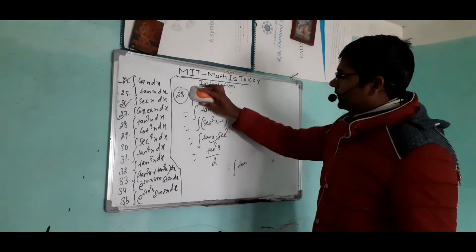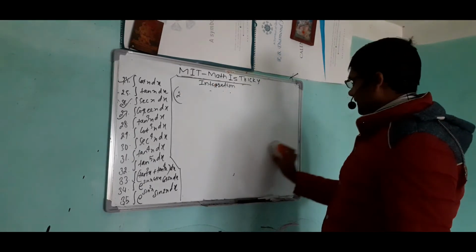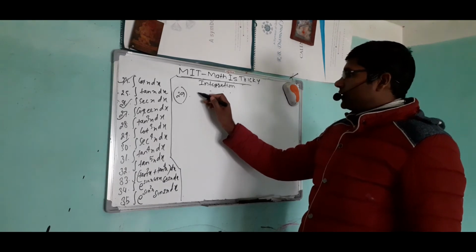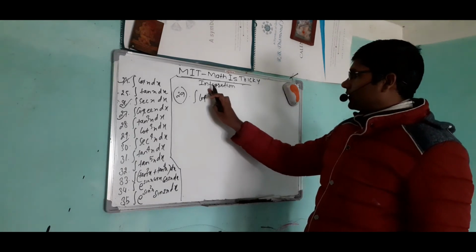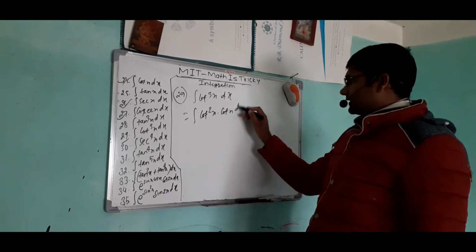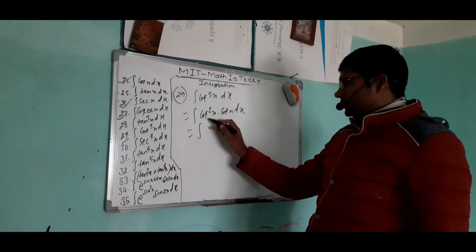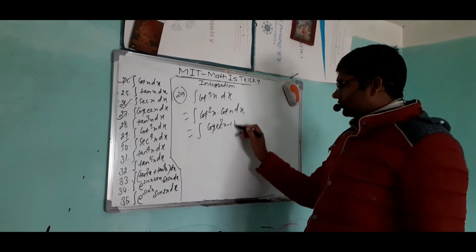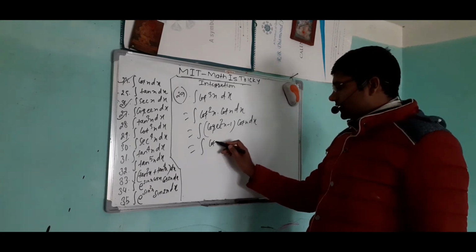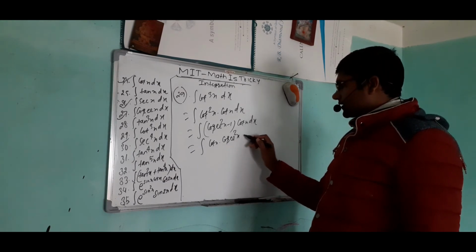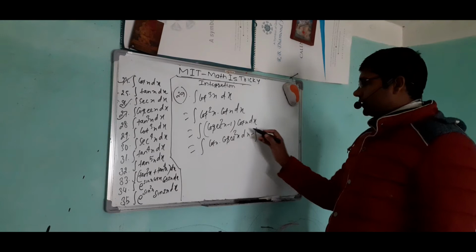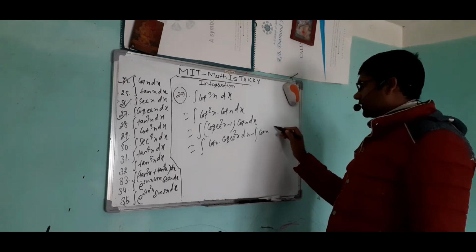Question number 29, the integral of cot cube x dx. Simply we can write cot square x into cot x dx. For this we can write cot square x as cosec square x minus 1, times cot x dx. Multiplying the bracket, we get cot x cosec square x dx minus cot x dx.